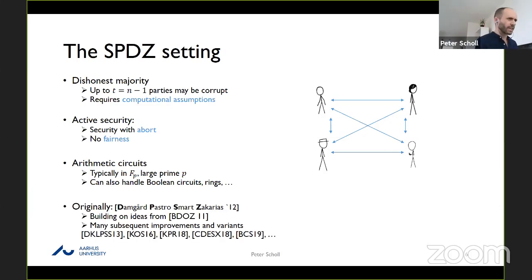Just so I get it out of the way, the original SPDZ protocol is based on this paper by Damgård, Pastro, Smart, Zakarias from 2012. This was already building on some ideas from a previous protocol, the Bendlin, Damgård, Orlandi, Zakarias work from 2011. And then there have, of course, been many subsequent developments in the area and variations on this, some of which I'll talk more about in detail later. When I talk about SPDZ, I refer to this whole line of work, not specifically the original paper.